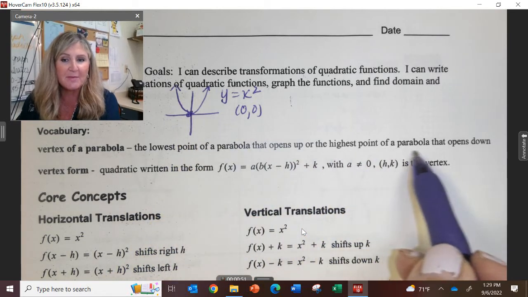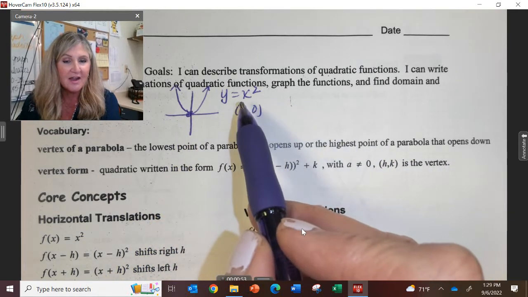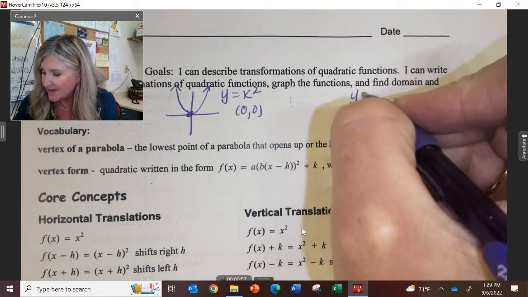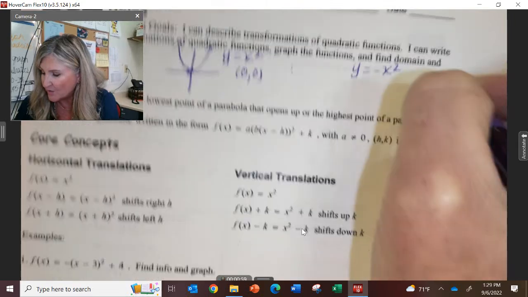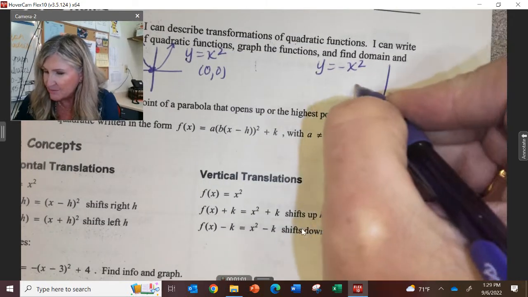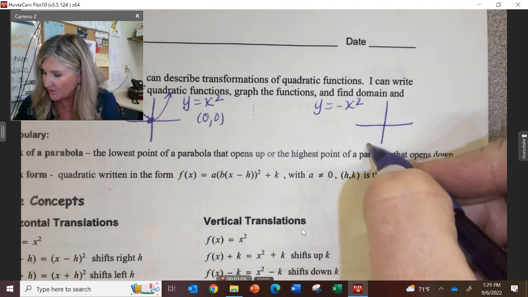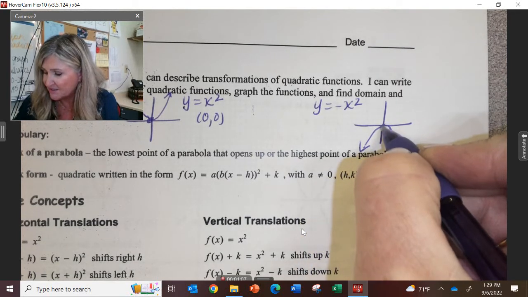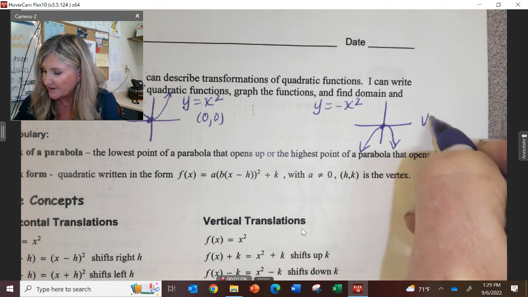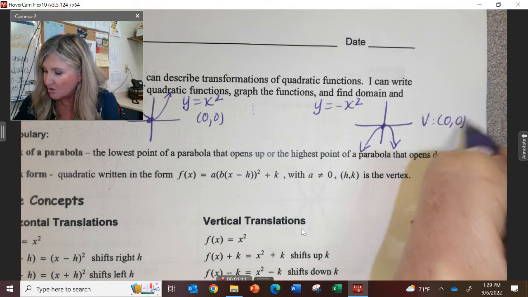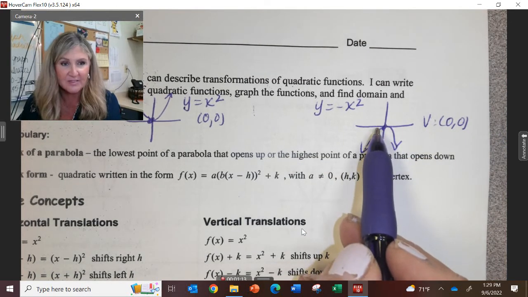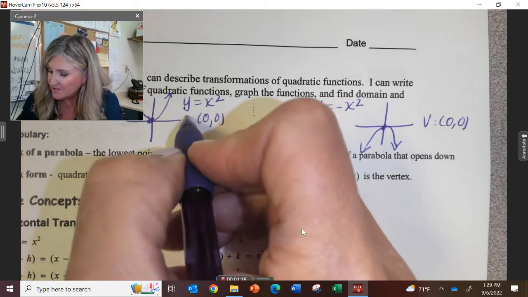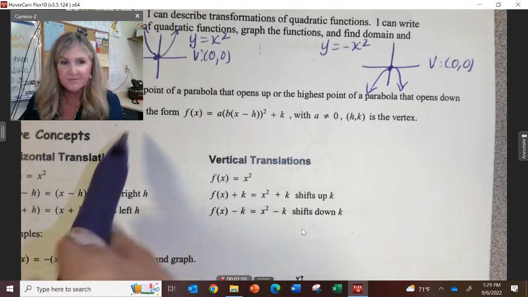If we want a parabola that opens down, I can multiply this function by -1 and make it y equals -x squared. And now we have the same parabola, except now it would open down because it's a reflection over the x-axis. And the vertex here is still 0, 0, but now the vertex is the highest point because our parabola opens down. Okay, so that would not change.